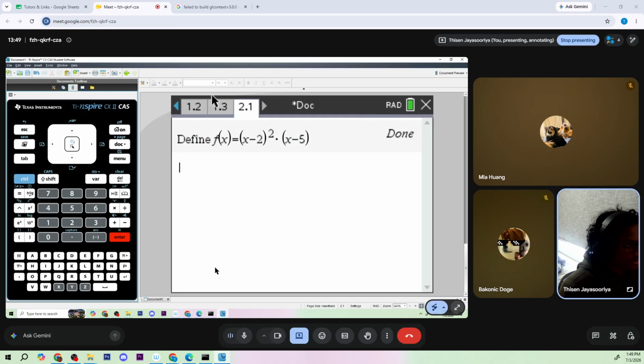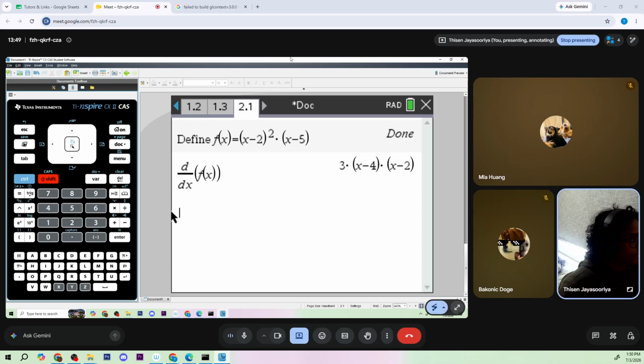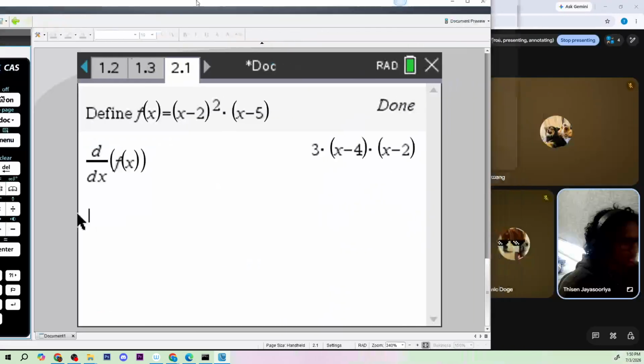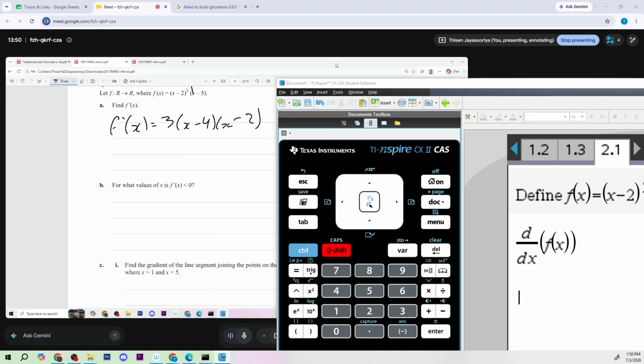So here, the first question wants me to find the derivative. Derivative is pretty straightforward. Menu 4 1, x, f of x. I'm going to turn the caps lock off on that because I accidentally turned it on. So here I get this as my derivative. So f dash of x just equals 3 brackets x take away 4 brackets x take away 2. Now it says here, find the values for which the derivative is less than 0.